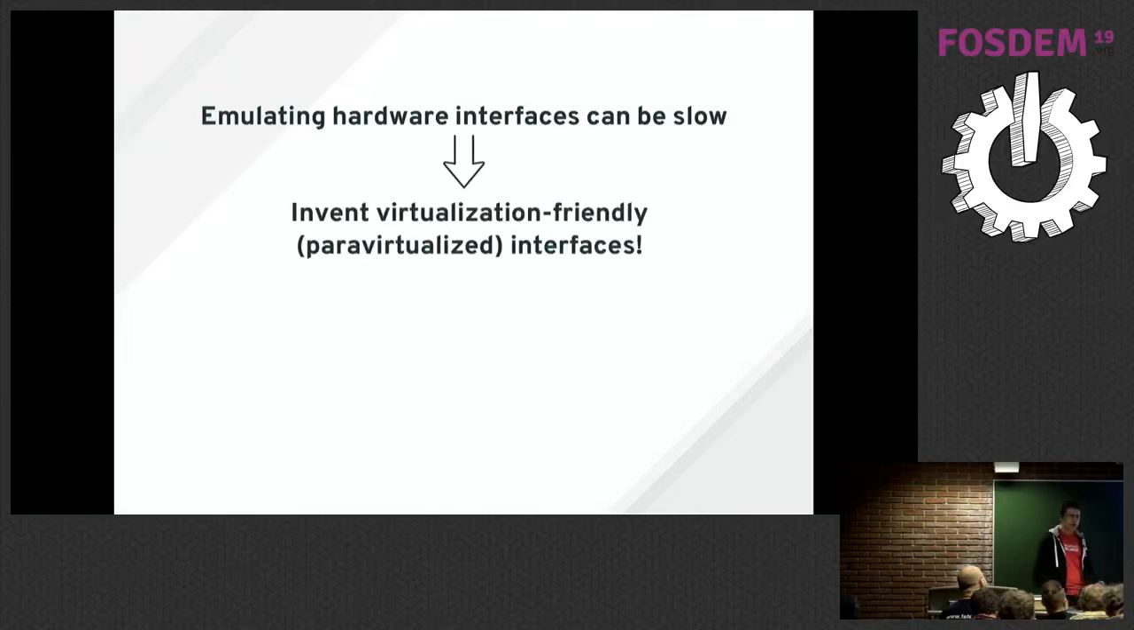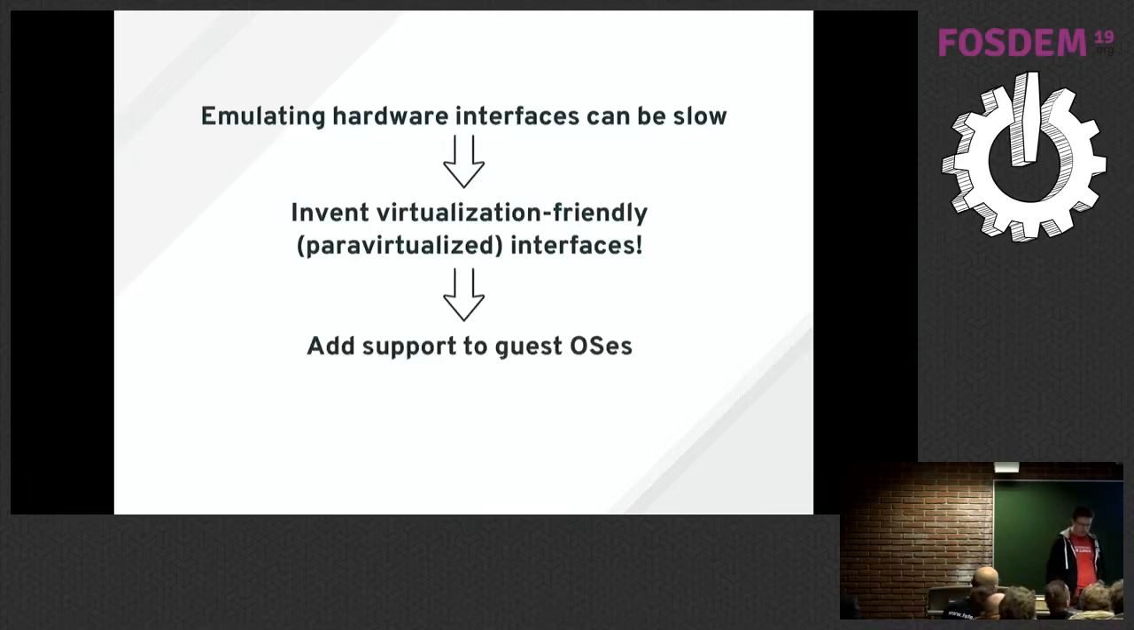So how do we solve these problems usually? Well, if the hardware interface we need to emulate is slow and we cannot make it fast, we come up with our own solution, and we invent a so-called paravirtualized interface, which is fast and which is software friendly, right? But then when we have our own interface, we have to put support for this interface in the guest operating system, right? Because it doesn't know anything about it.